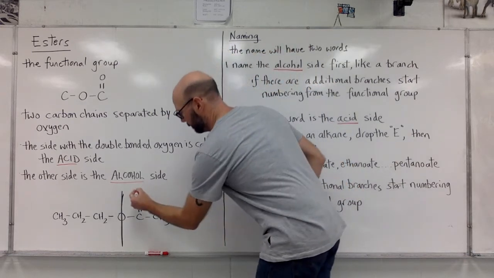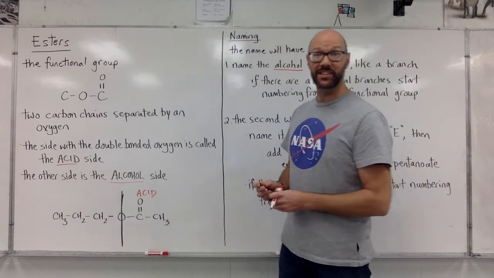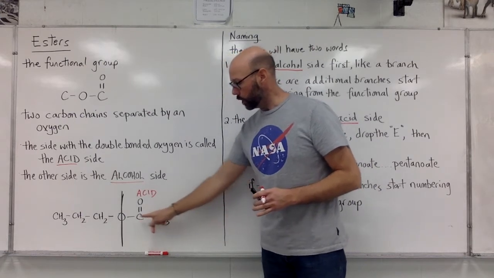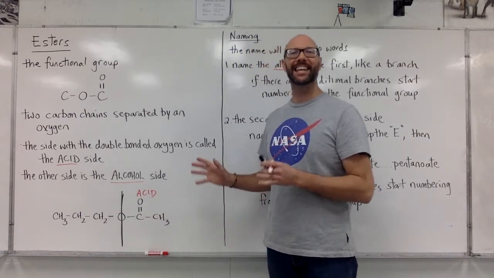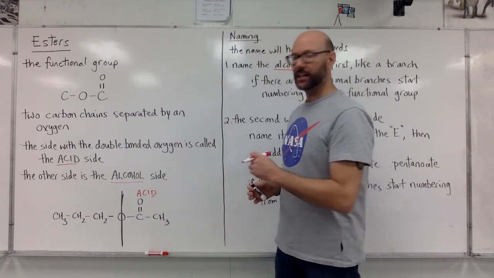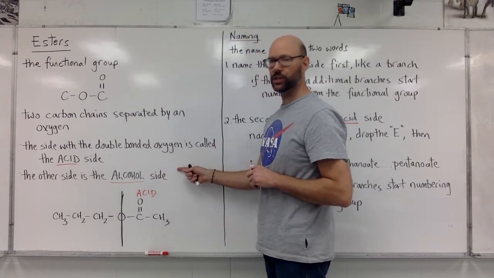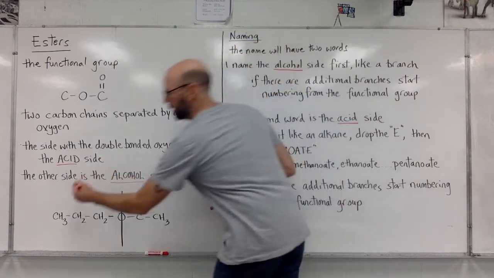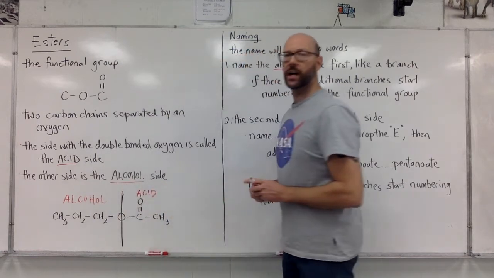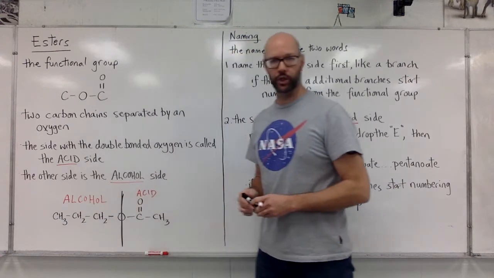So this side right here is the acid side. This example, which we're not going to go through the whole naming process for, has a two carbon chain on the acid side. On the left-hand side, the double bonded oxygen is not there. The side with the double bonded oxygen is the acid. The other side is the alcohol side. This is the alcohol side of this ester molecule, and it has a 3 carbon chain.